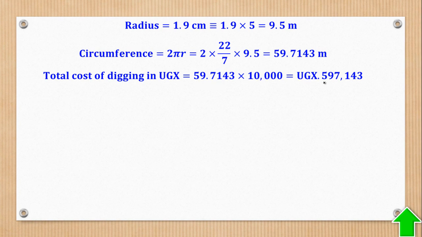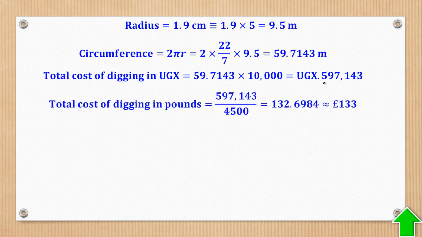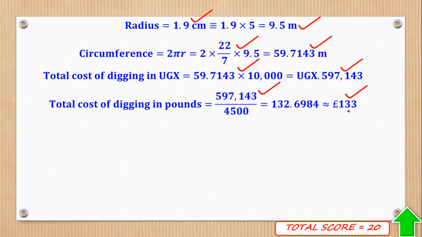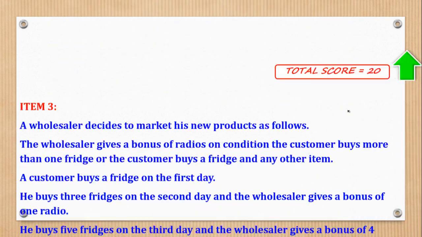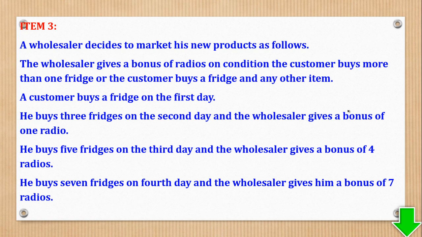597,143. Then we convert to pounds. So total cost in pounds is got by dividing this shilling amount by this to give you this. But they said they want the answer to the nearest whole number, so round off to give you 133 pounds. And that is what they wanted. So that's how we could get the score of 20. That was item 2. Now we shall go to item 3.